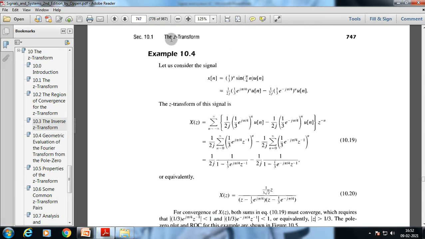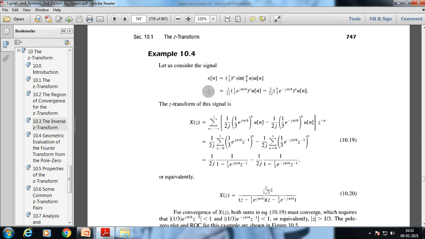Now let's go through another example. Let us consider the signal x of n equal to (1/3)^n sin(πn/4) u[n], which is (1/2j)(1/3 e^{jπ/4})^n u[n] minus (1/2j)(1/3 e^{-jπ/4})^n u[n].